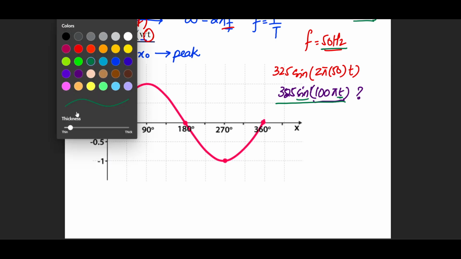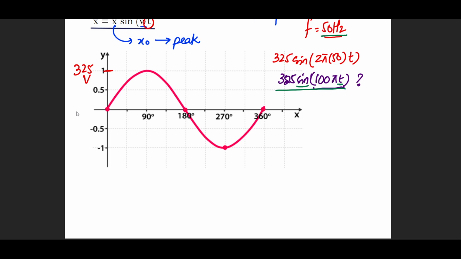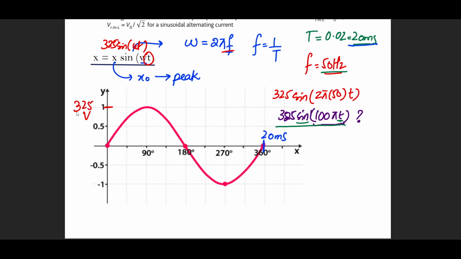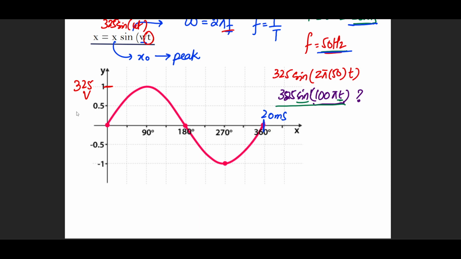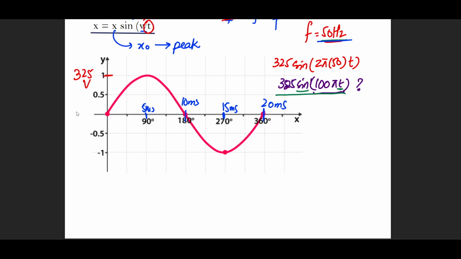Now, for the sake of understanding, I'm removing this 360 and I'm going to mention that this is 20 milliseconds because I know that the sine function, or my wave at least, that has a frequency of 50 hertz will be completed in 20 milliseconds. And at the center, I will find 10 milliseconds. Over here, I will find 5 milliseconds. Over here, I will find 15 milliseconds, right? So let's see how the calculator behaves in this way. Be sure to make your calculators in radians mode before you do this. So just hold on for a second.